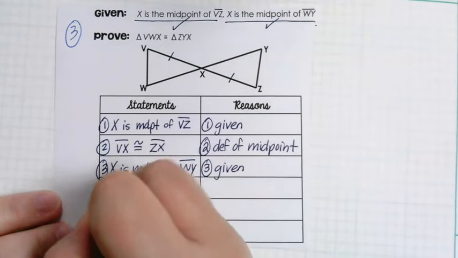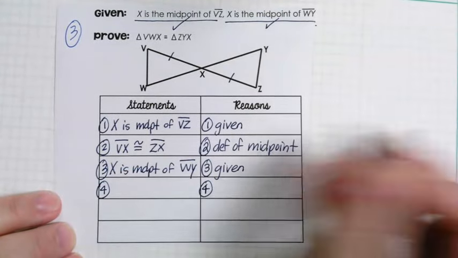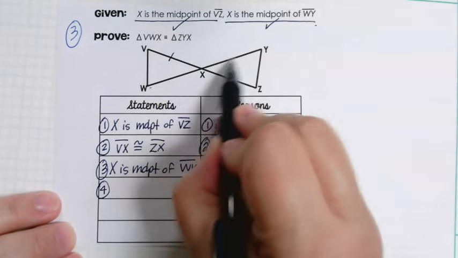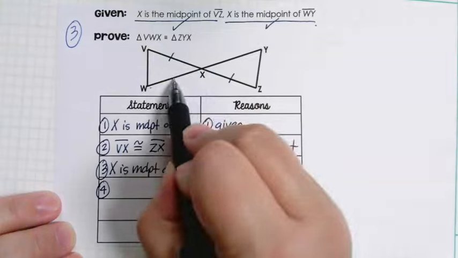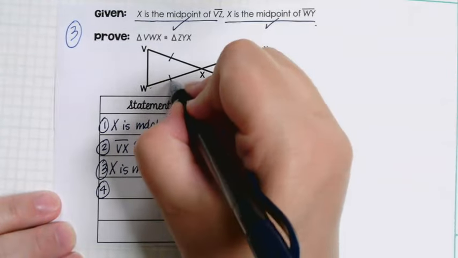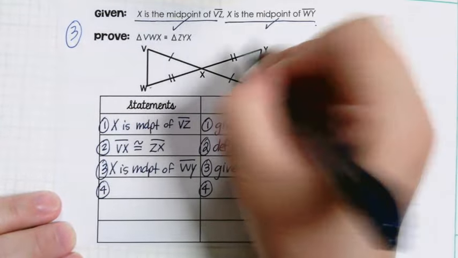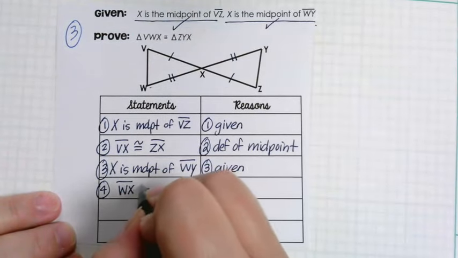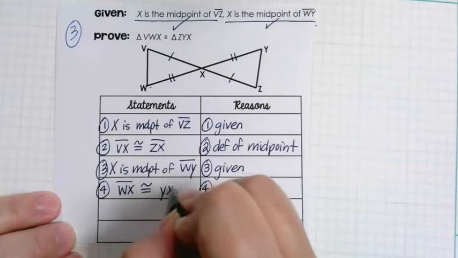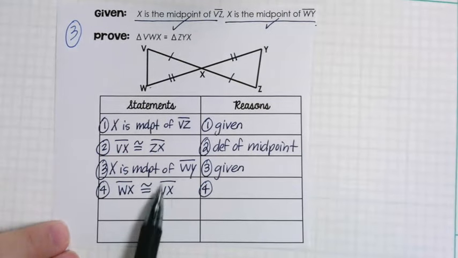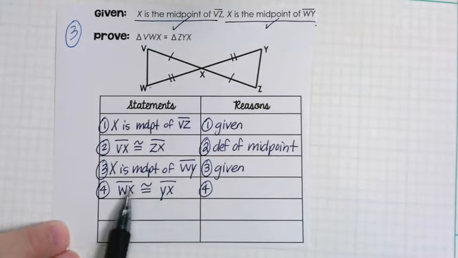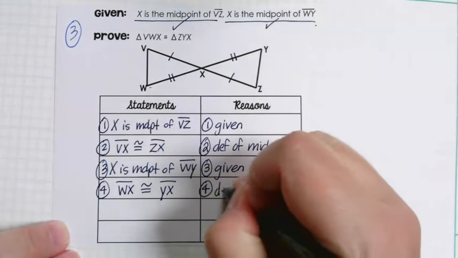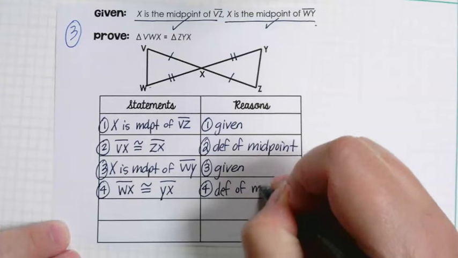And once again, I have to say, what does that mean about congruence? If X is the midpoint of WY, it tells me that the two pieces on either side of X are congruent. So WX and YX are congruent. You could call that XY if you wanted to. Segment order does not matter. But we know those two pieces are congruent because you told me it was a midpoint. So that's definition of midpoint.